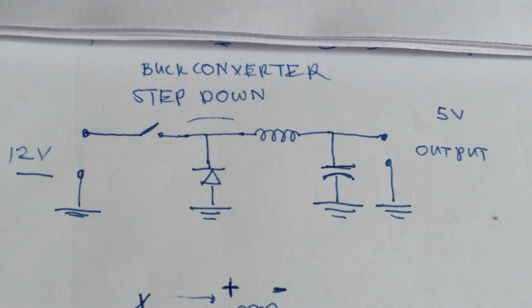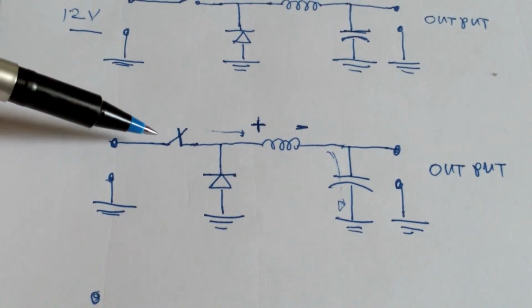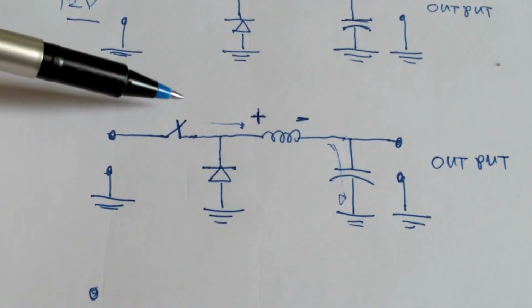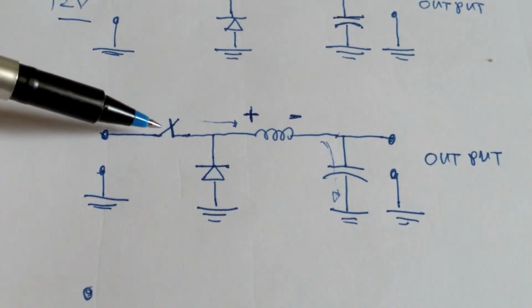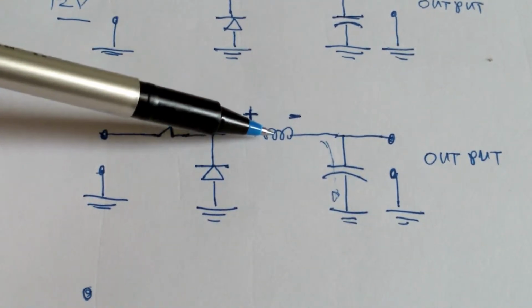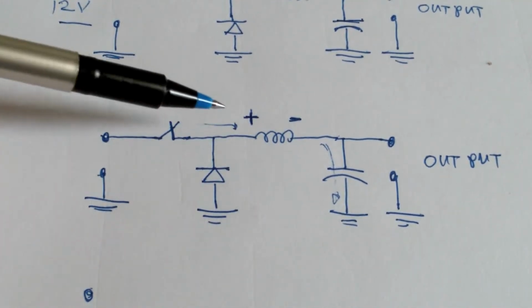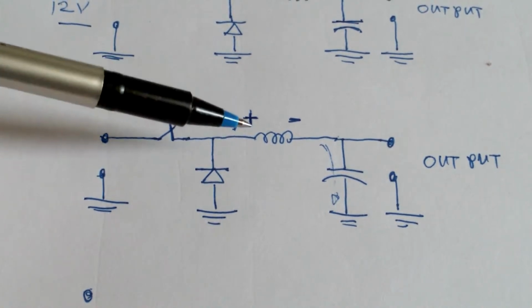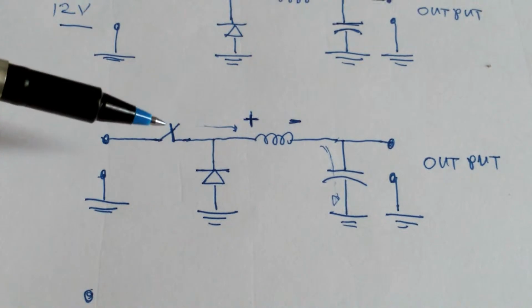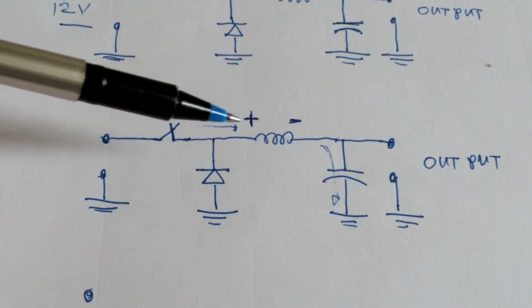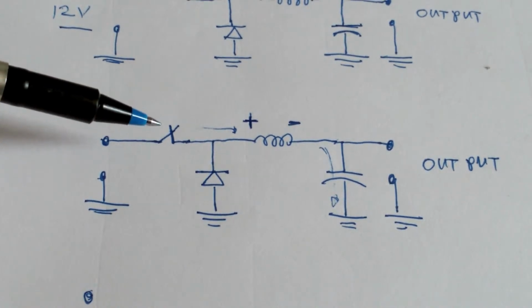Okay, how does this work? In the closed state, while your fast acting switch is closed, it should close fast enough, and you will have this polarity, plus and minus here, charging the inductor and preventing it from going into saturation. So the switch will also open fast enough.